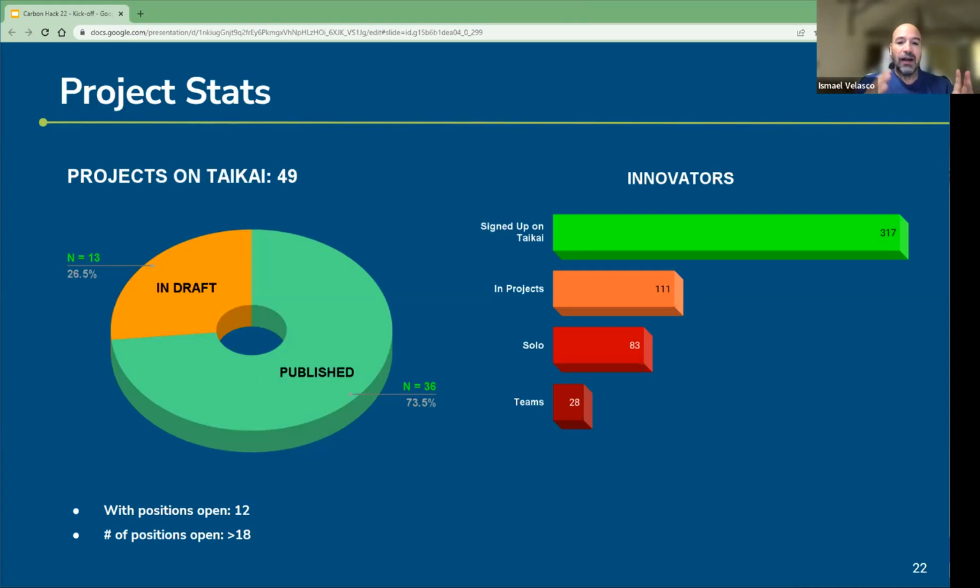So there are 49 projects mobilizing 111 people. And of those, the majority, about 36 of them, have been published. So you can go to Taikai and see what is there, see what those 111 people are working on. Some of those are in draft, 13 of those are in draft. So those will not be visible to you.